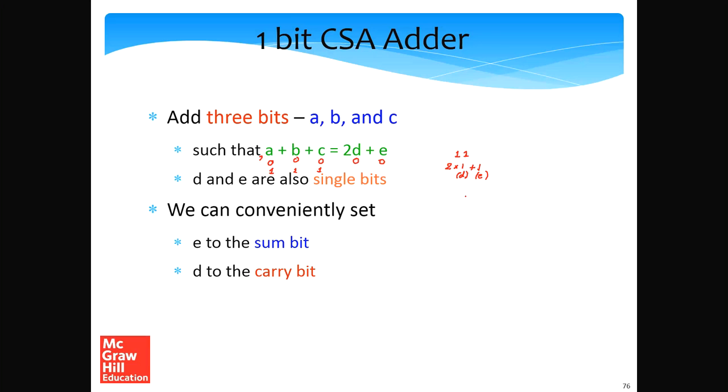So if we add A plus B plus C, since we are adding three 1-bit numbers, the potential output can be a 2-bit number, as we just saw in this case.